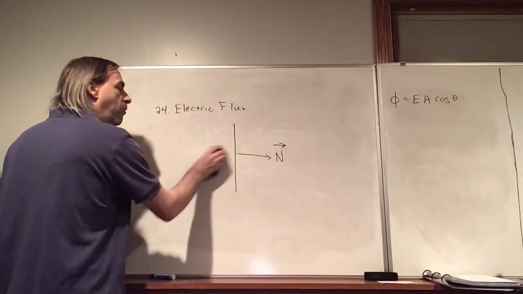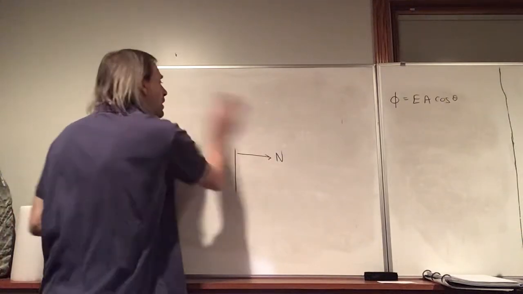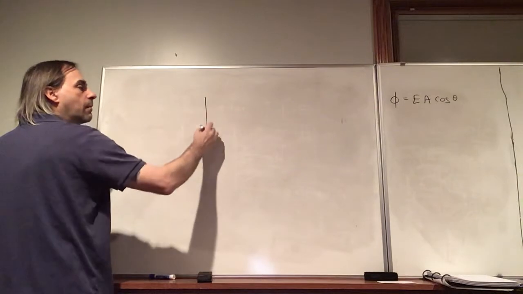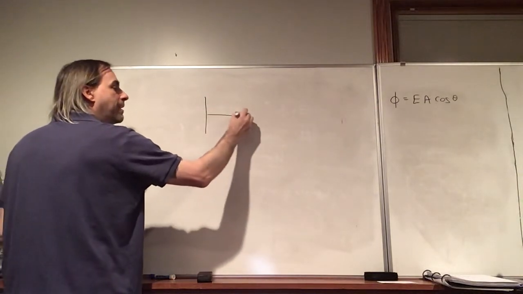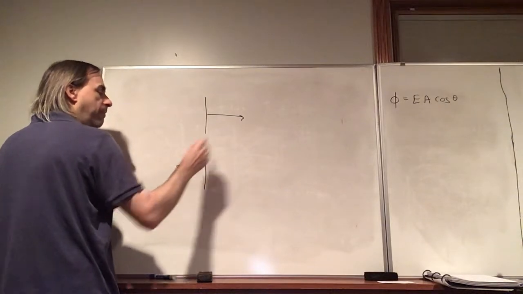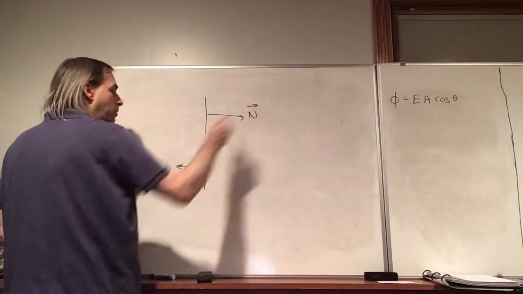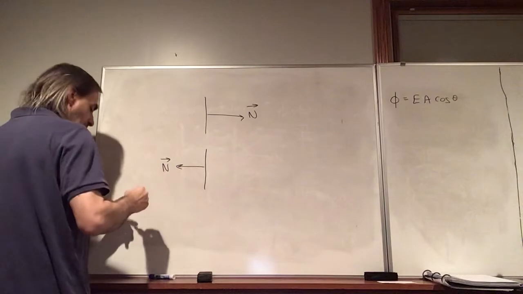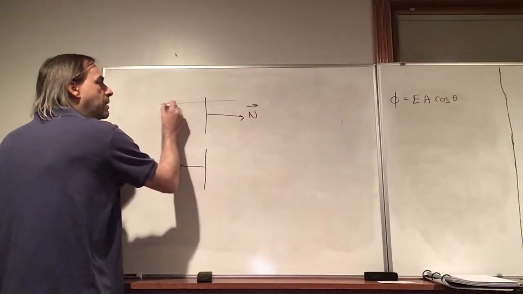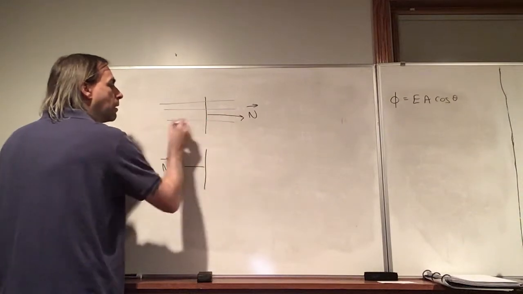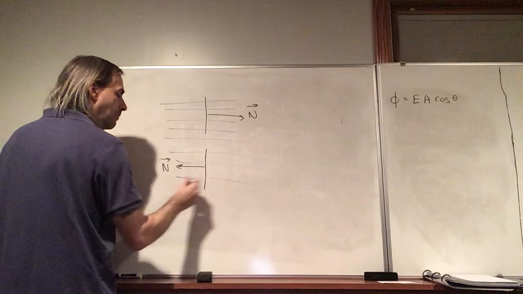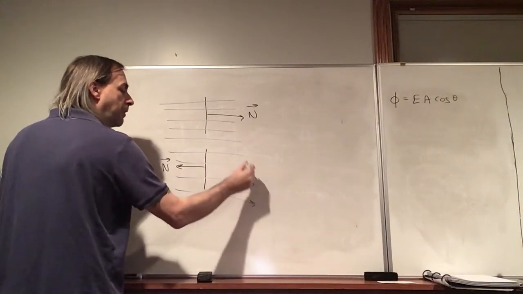So when it comes to the flux, I'm actually going to draw two cases. Let's say we have an identical surface, except we just draw the normal vector in a different direction. And let's say we have a constant electric field in this region. So we have two surfaces, constant electric field. So this is the electric field, we'll say.